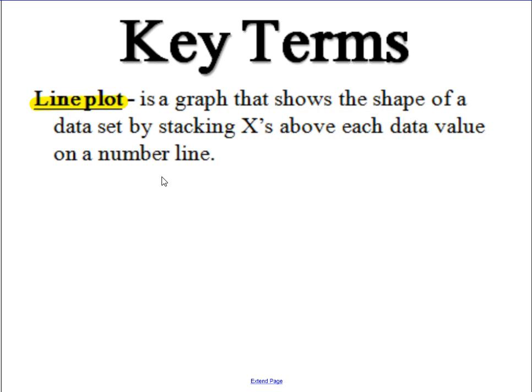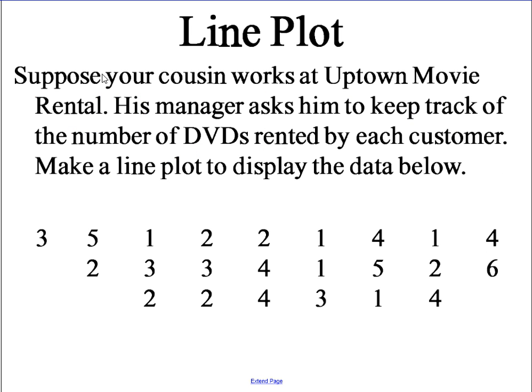A line plot is defined as a graph that shows the shape of a data set by stacking x's above each data value on a number line. So, for example, suppose your cousin works at Uptown Movie Rental. His manager asks him to keep track of the number of DVDs rented by each customer. Make a line plot to display the data below. So here's our data. One customer rented 3, one customer rented 5, and so on.